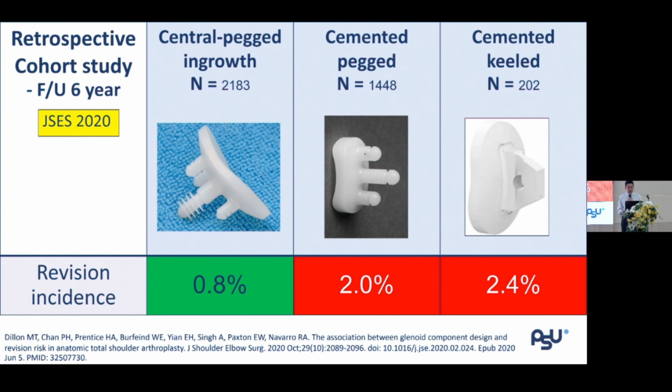A study in 2020 examined the 6-year cumulative revision incidence due to glenoid loosening. The lowest revision incidence was observed in the central peg ingrowth design, with only 0.8%. This finding highlights that the central peg ingrowth design offers superior long-term stability.